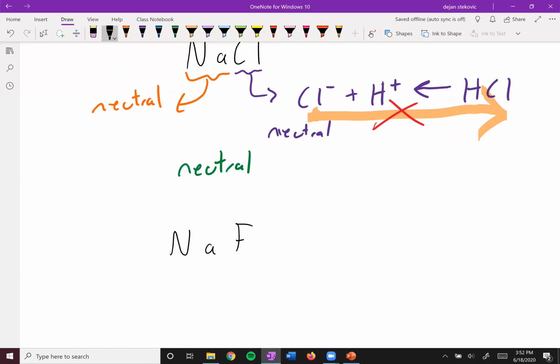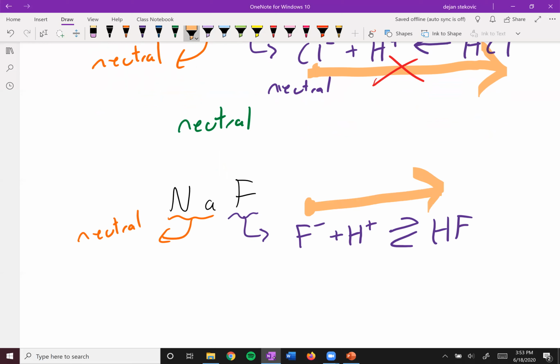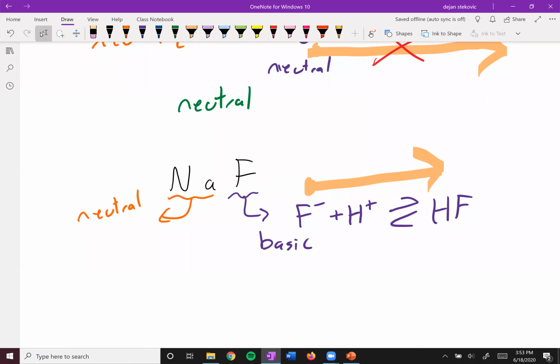Here we have sodium fluoride. So we already covered the sodium. This is neutral. And then here we have the fluoride. If you think about fluoride, that is going to be the conjugate base of hydrofluoric acid, and hydrofluoric acid is a weak acid. So in this case, we are indeed allowed to go towards the right side of the reaction. And so the fluoride can pick up some H pluses, and so it can act as a base. So this part is basic. So if you have one component that's neutral and one component that's basic, overall your salt will be basic.